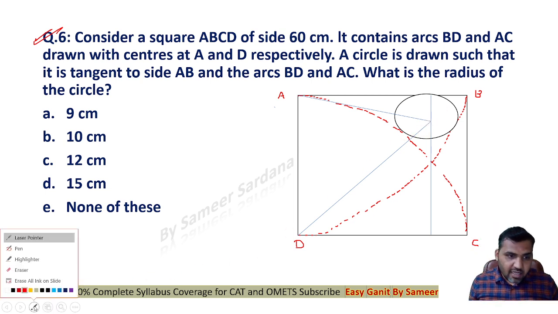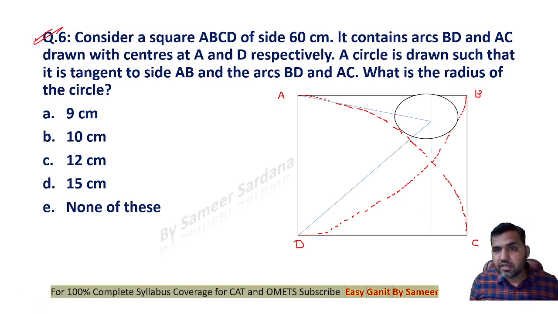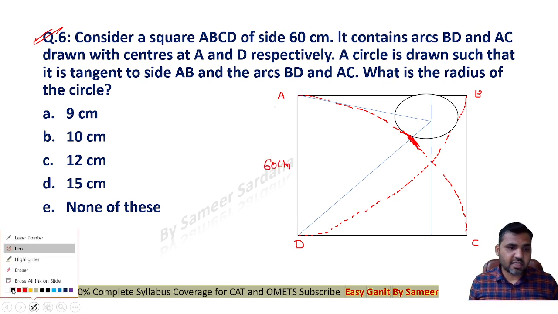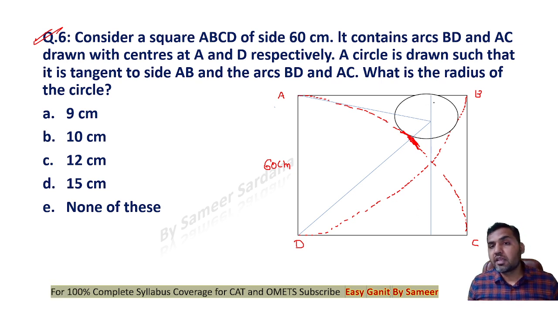So can I say that the line joining the center of the circle with the center of the arc must be passing through the point of contact? So this arc has to be like this, right? This is the point of contact of the circle and the arc AC. Now, the length of the side of the square is given as 60 centimeter. Now let's assume that this radius is r.